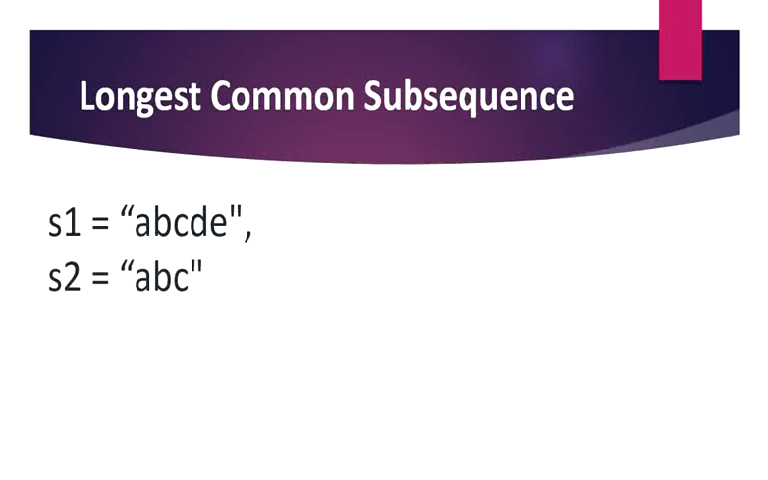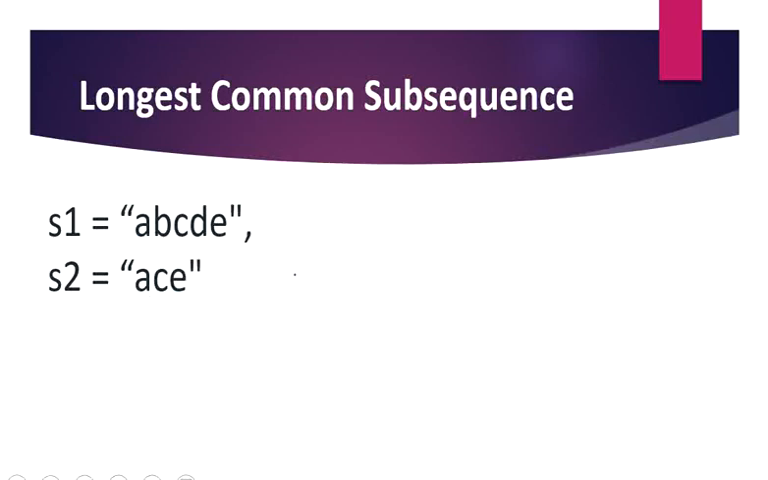Here is our first example. String 1 is A, B, C, D, E, and string 2 has A, B, C. What are the letters that are shared commonly by the strings? Let's start from A. Both of the strings have A and B and C. So the longest common subsequence between these two strings is 3 characters, that is, the output is going to be 3.